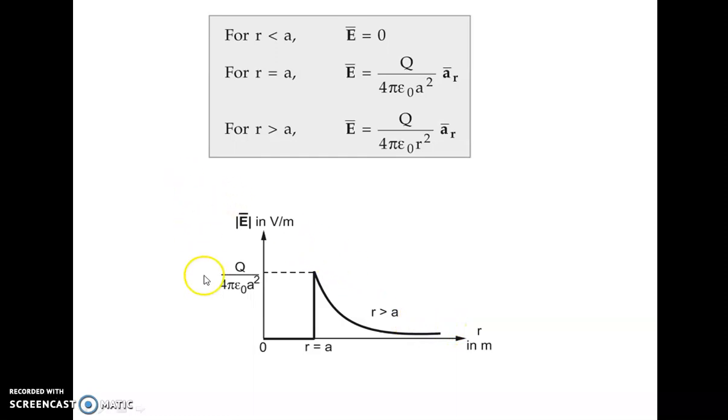This is how electric field intensity varies when the radius of the Gaussian surface increases from 0 to the maximum value. So this is how, in a surface charged spherical shell, the electric field intensity varies with respect to the radius of the Gaussian surface. So in the next class we will see how electric field intensity varies in a uniformly charged sphere.